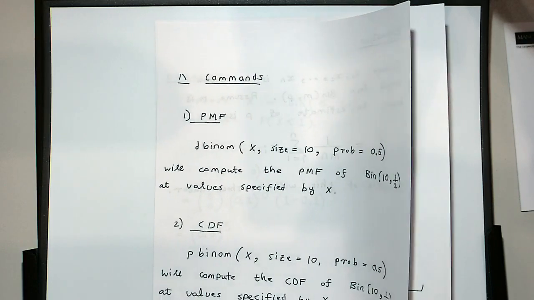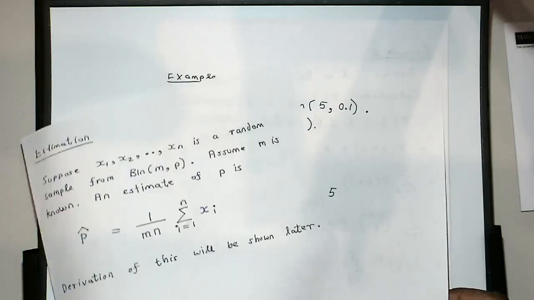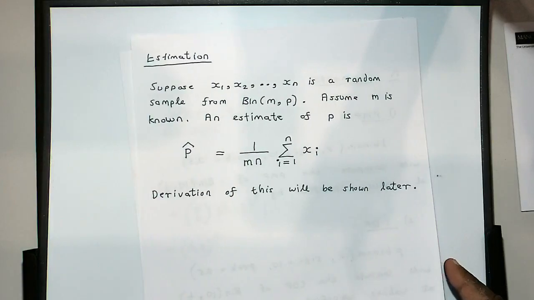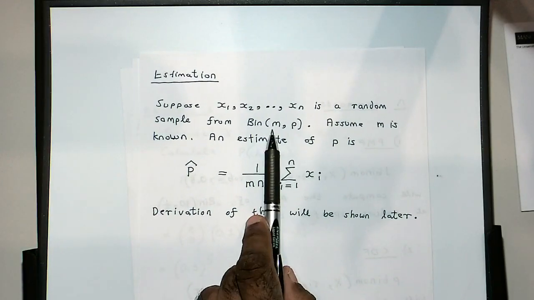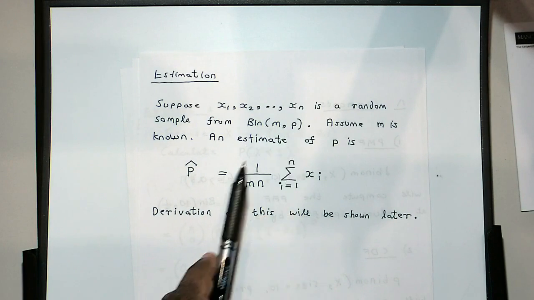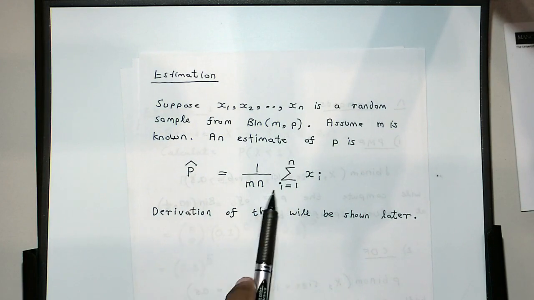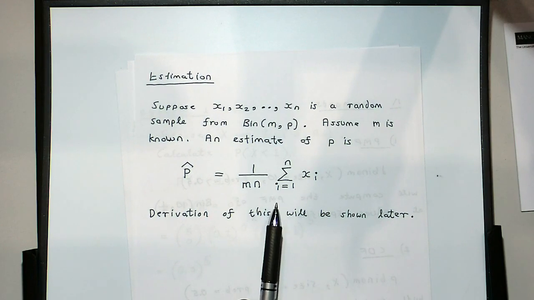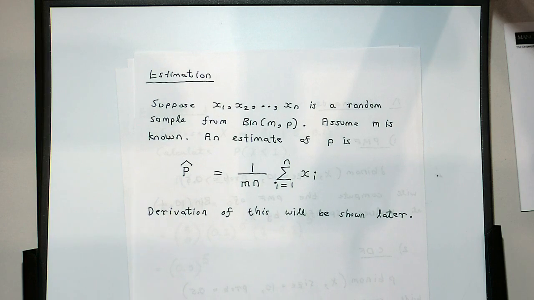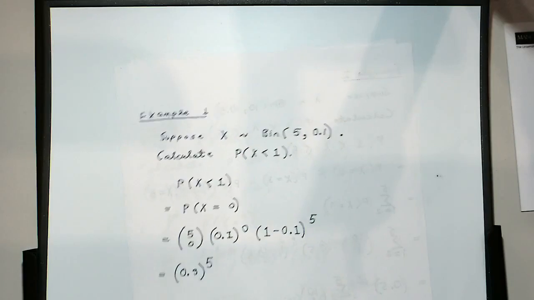Then I did some examples, I guess, on estimation, right? If you have a random sample from a binomial distribution with parameters m and p, then the estimator for p is given by this, right? Again, I don't expect you to know the derivation of this formula. Once again, when you move on to year 2, you will learn how to derive this, right? Okay. And these are some examples.